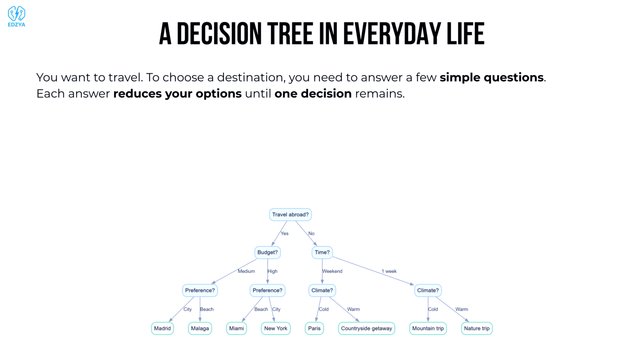Let's look at a simple everyday situation. You want to travel somewhere. To choose a destination, you don't decide everything at once. Instead, you answer a few simple questions, one after another. Each answer removes some options, and keeps only the relevant ones.